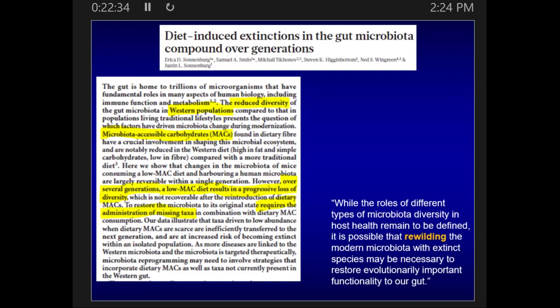And even when they study the Hadza tribes, because they're the most hunter-gatherer type group of people, they've been very interested in studying the Hadza microbiome, and even their microbiome has shifted, where they've lost some key microbes that we see in earlier studies. So this is something that they're looking at.